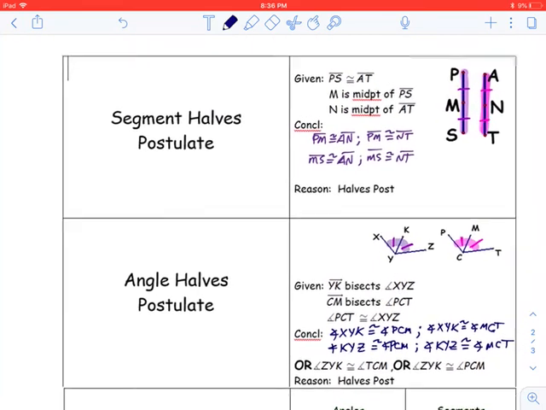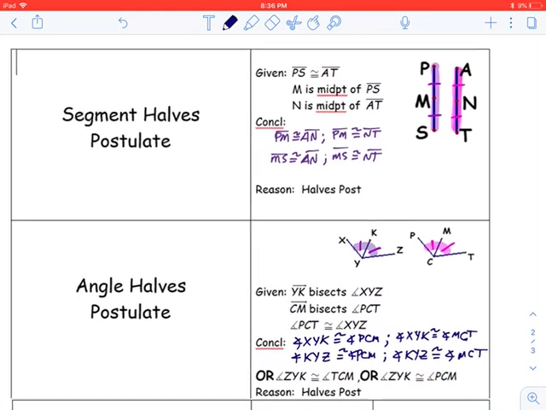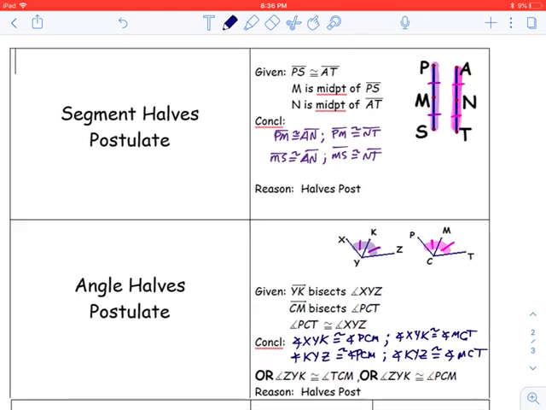So again, you'll have to get a little practice with this stuff, but that's kind of our first 6 postulates. So on the homework worksheet, I'll tell you which ones to do specifically that practice these 6 postulates. Okay? So good luck. Let me know if you have questions.